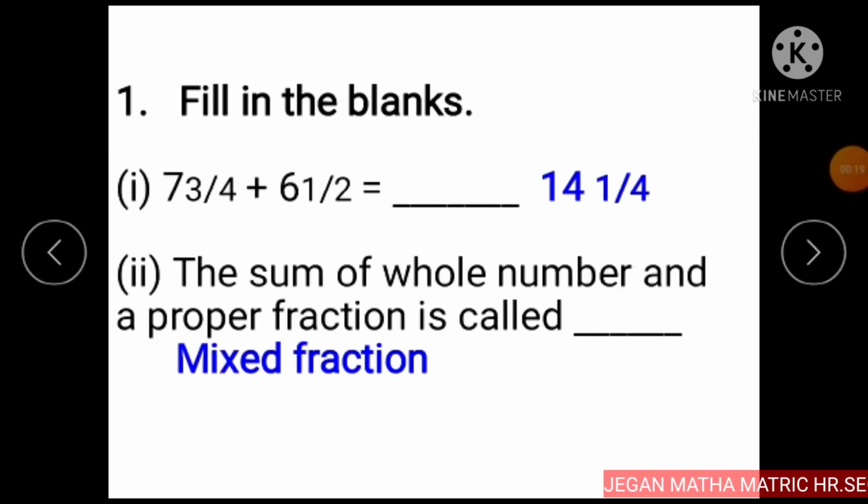Question number 1, fill in the blanks. Subdivision 1, 7 3 by 4 plus 6 1 by 2 equal to dash. The answer is 14 1 by 4.